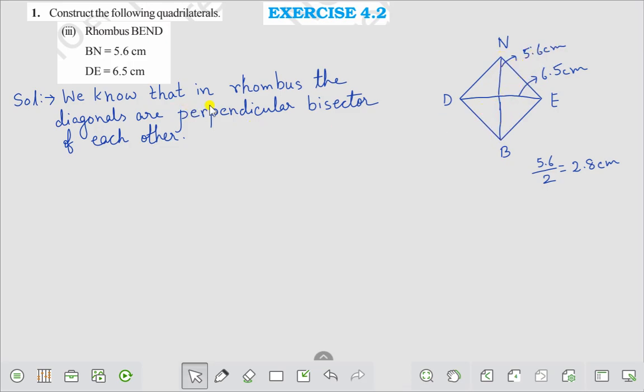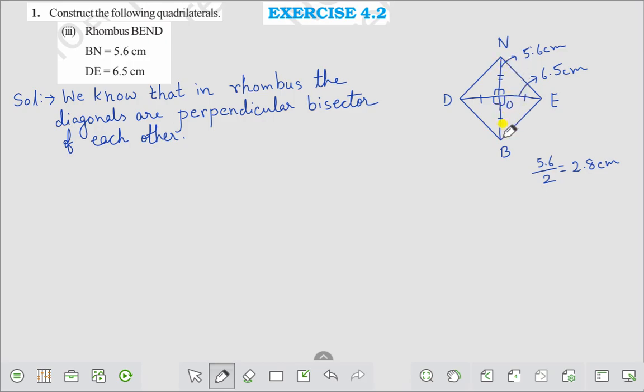But you know that in a rhombus the diagonals are perpendicular bisectors of each other. That means this is 90 degrees, this is also 90 degrees, this is also 90 degrees, and this is also 90 degrees. And these are perpendicular bisectors also, that means they bisect each other. I mean if this point is O, then OD is equal to OE and ON is equal to OB.